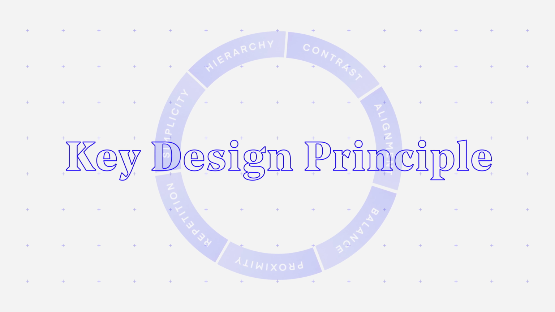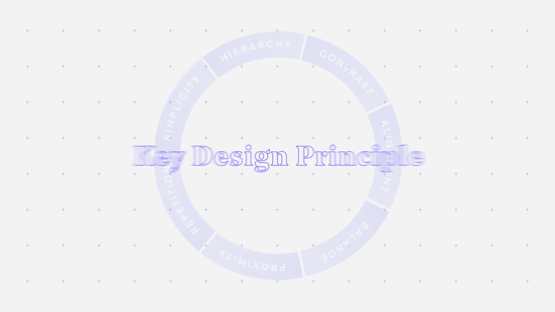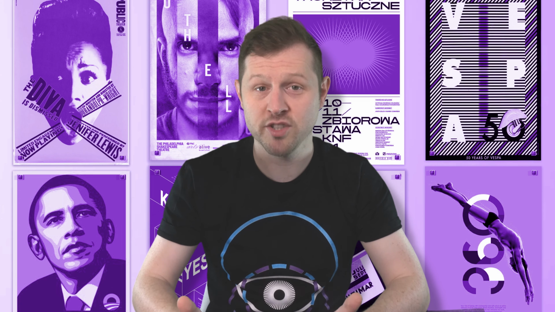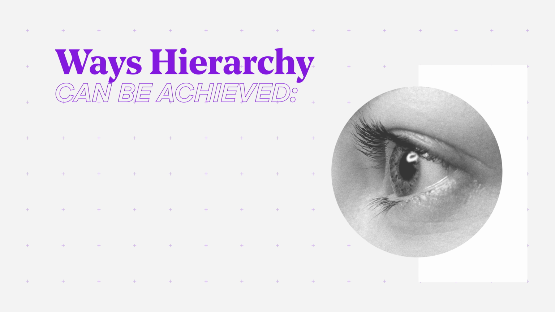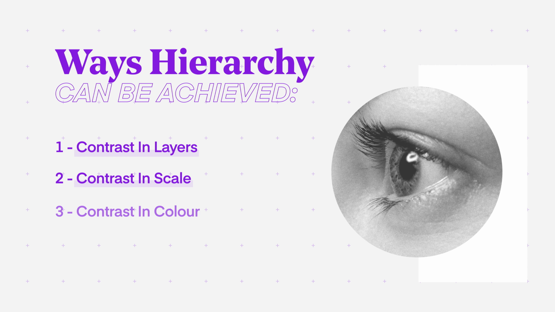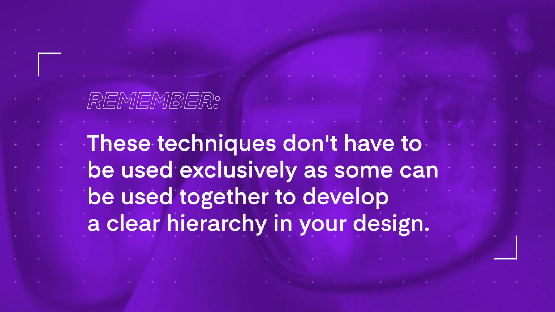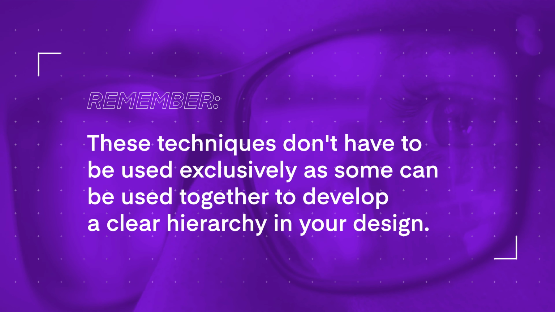In a previous video, I discussed one of the key design principles, visual hierarchy. In that video, we looked at the key ways hierarchy can be achieved in poster design. In poster design, hierarchy can be achieved in a variety of ways using contrast in layers, contrast in scale, contrast in color, contrast in space, and contrast in direction. Now, it's important to mention that these techniques don't have to be used exclusively, as some can be used together to develop a clear hierarchy in your design.